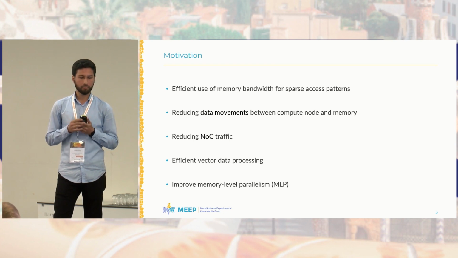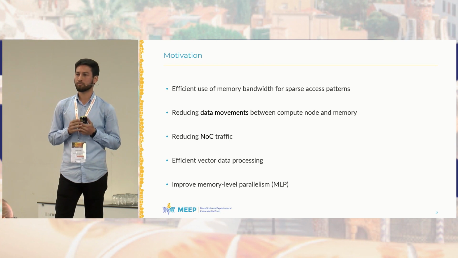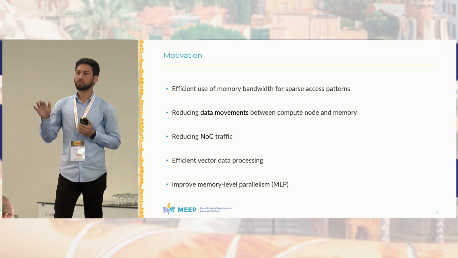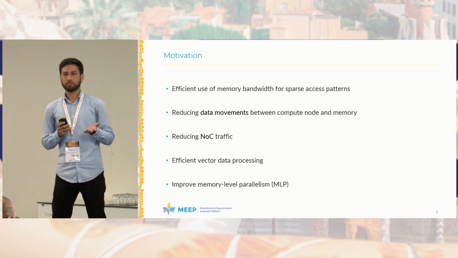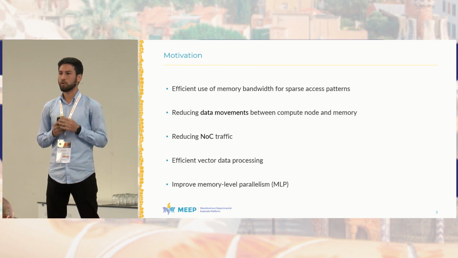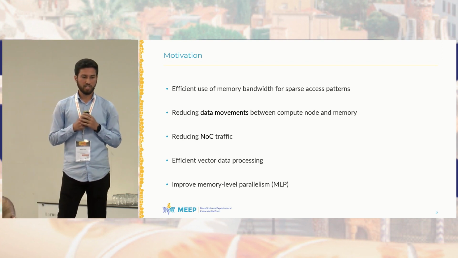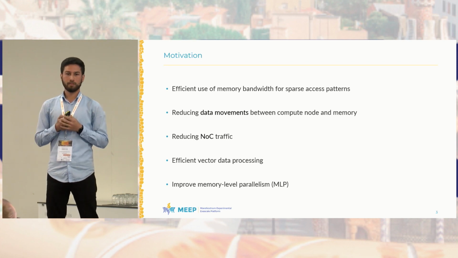What we are trying to do is to save parasitic movements, so there will be fewer parasitic movements between compute node and memory. That reduces NOC traffic as well. We want to have better vector data processing, much more efficiently, to keep the semantics consistent without changing them into a cache line, and to improve, of course, memory-level parallelism.